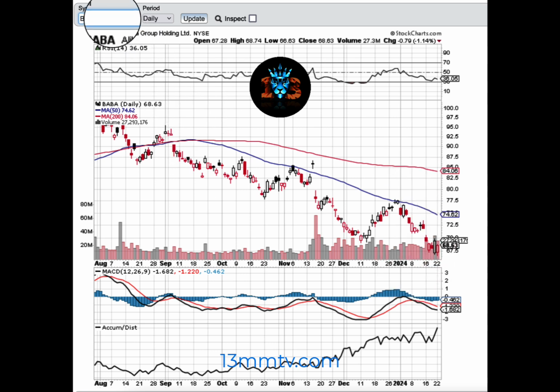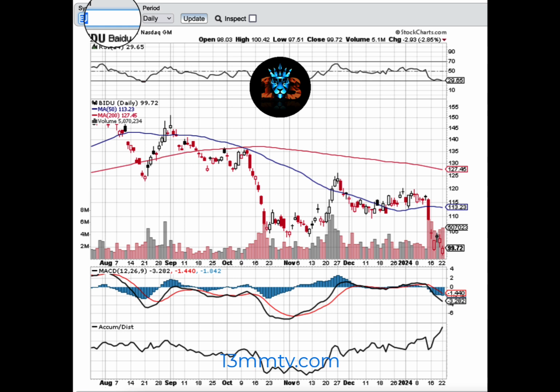And one of our favorite shorts, which we profited greatly from over the course of the last few weeks, and as well in 2023, is this Baidu, right? When there's nothing bullish on this chart, especially since we shorted it here at 120, 118, 117, 116, we kept buying puts.